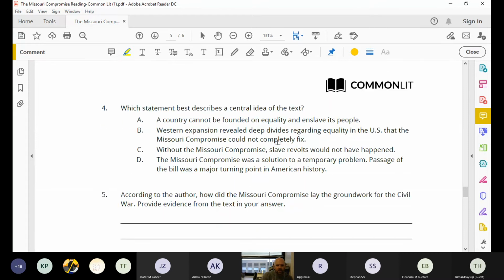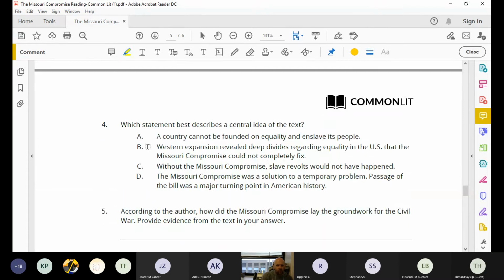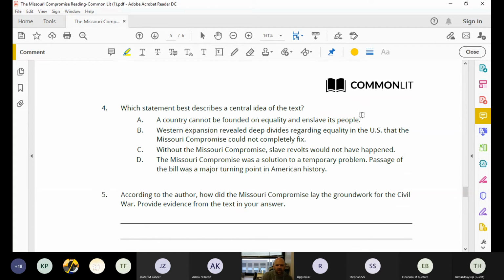All right, last multiple choice question, and then I'm going to talk about question 5. Which statement best describes a central idea of the text? I think this is my favorite question of the 4. Mason? I'm thinking B on this one.